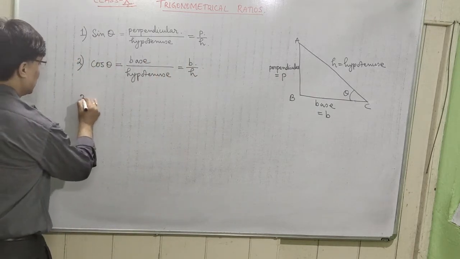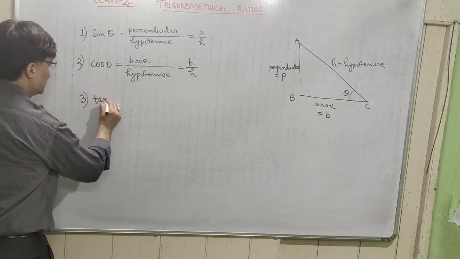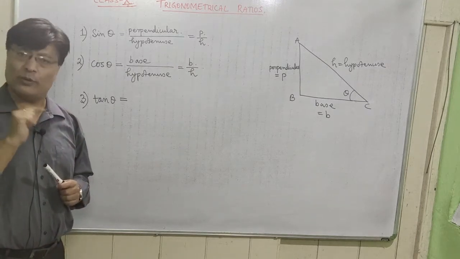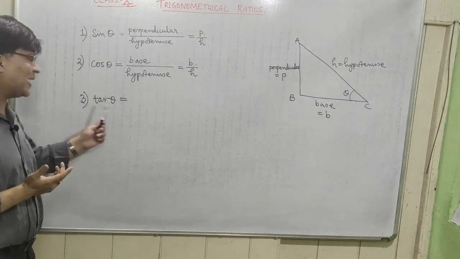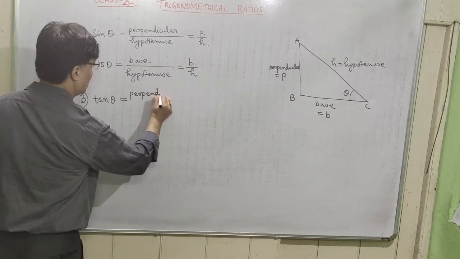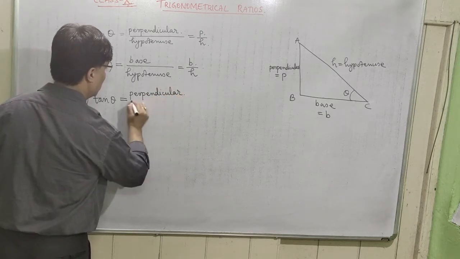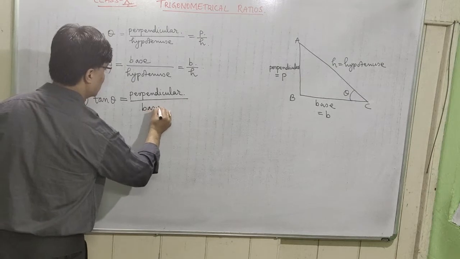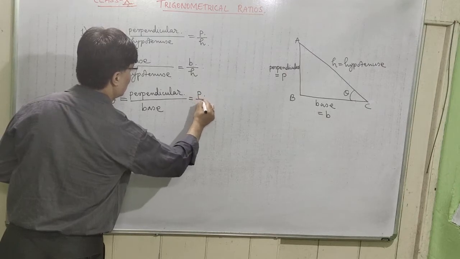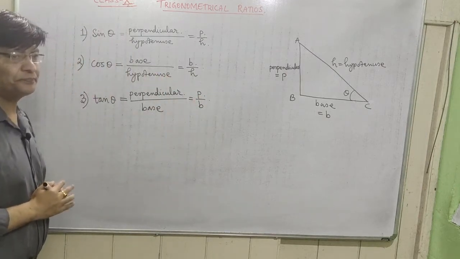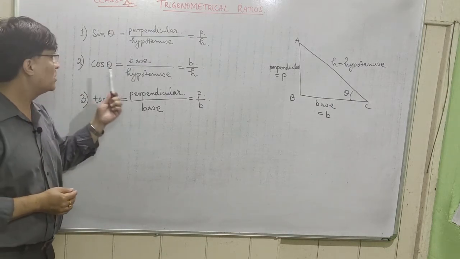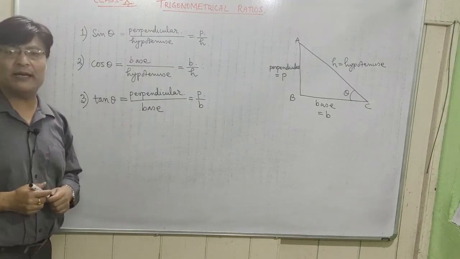Okay. Next, number 3 is your tan theta, but we don't write full form tangent theta. We write only the shortcut form of tangent, that is tan theta, which is equal to perpendicular by base, which is equal to P upon B. Is that clear? So you have to memorize this formula, that is sin theta is equal to P by H, cos theta is equal to B by H, tan theta is equal to P by B.